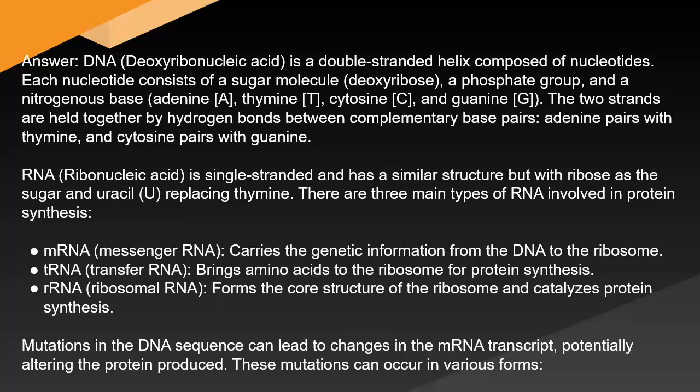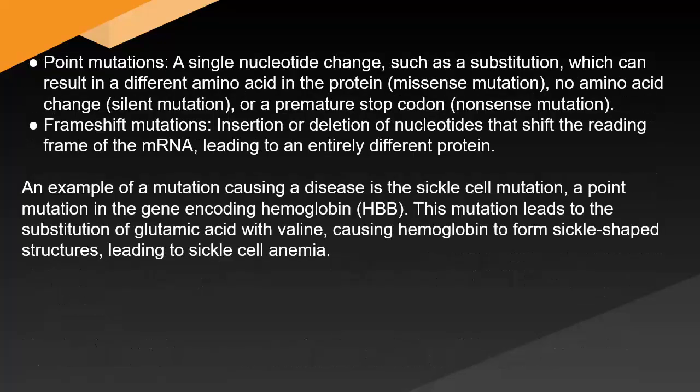Mutations in the DNA sequence can lead to changes in the mRNA transcript, potentially altering the protein produced. These mutations can occur in various forms. Point mutations: a single nucleotide change, such as a substitution, which can result in a different amino acid in the protein, a missense mutation; no amino acid change, a silent mutation; or a premature stop codon, a nonsense mutation.